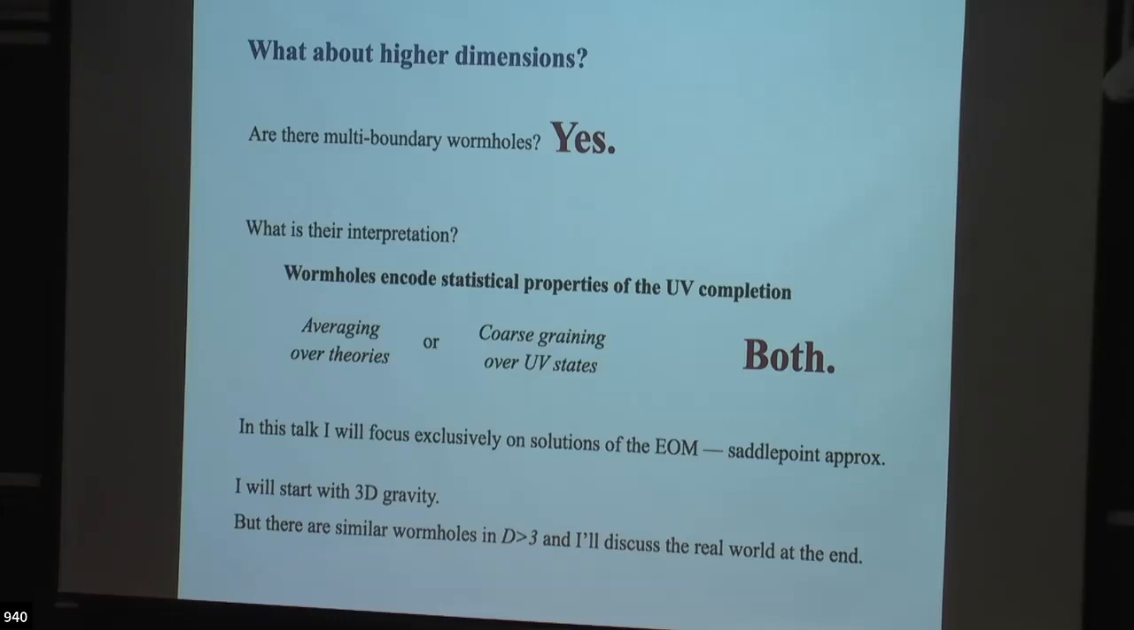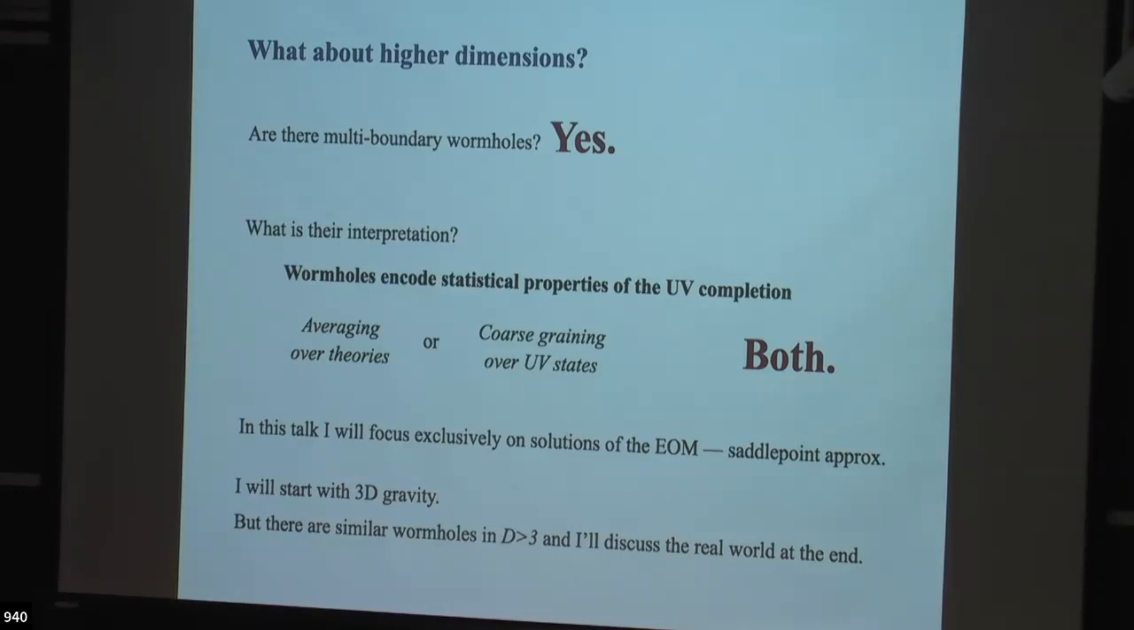So in this talk, I'm going to focus exclusively on solutions of the equations of motion. So these are saddle points in a gravitational path integral. A lot of the higher topology things that have been discussed in two dimensions are off-shell, because in that case you can really just do the off-shell path integral, and it makes sense to talk about those. In higher dimensions, we don't know how to do that. There are a few contributions that maybe we know how to calculate, but I'm just going to talk about saddle points, because that seems easier.